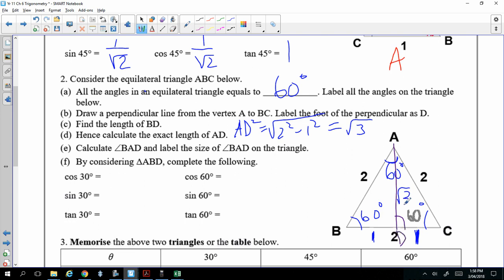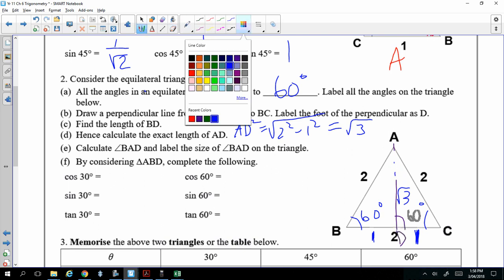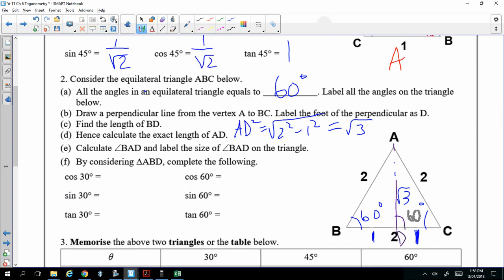And then we can find the angle BAD and label that angle. Alright, what will BAD be? 30, that will be half. Basically that line we just drew split the triangle exactly into 2 equal halves. So that means it will be exactly half of 60, so 30 degrees. So now we've got all the angles in that triangle as well as all the sides of that triangle.